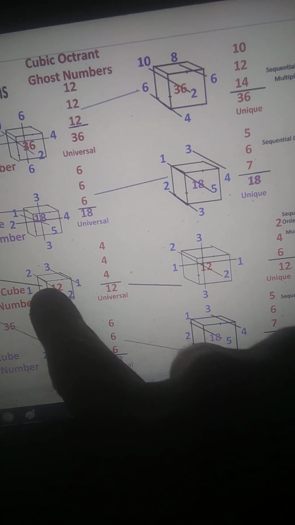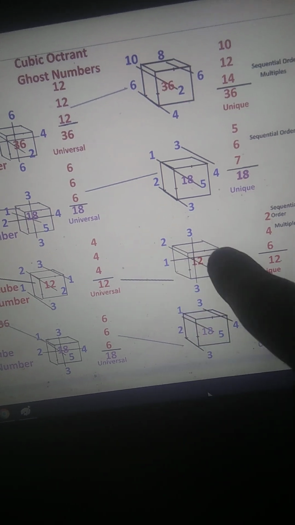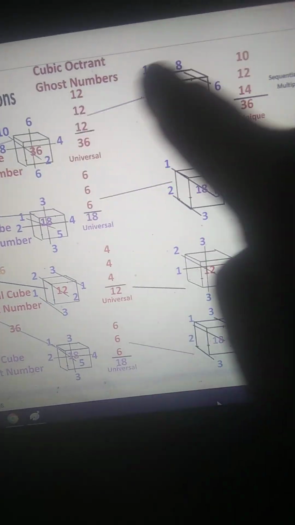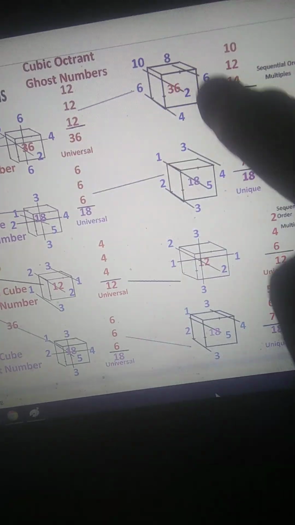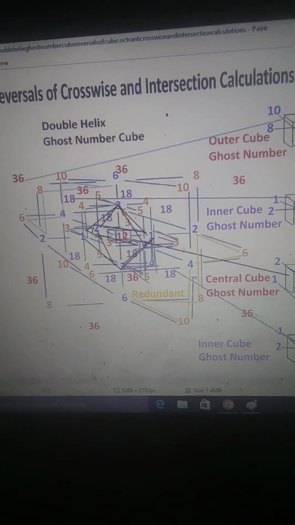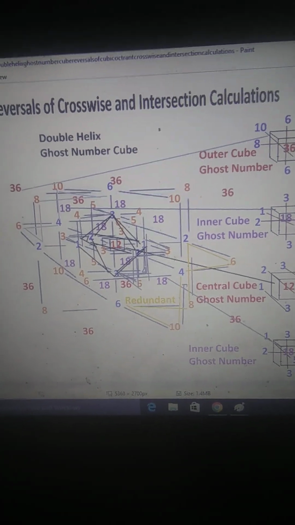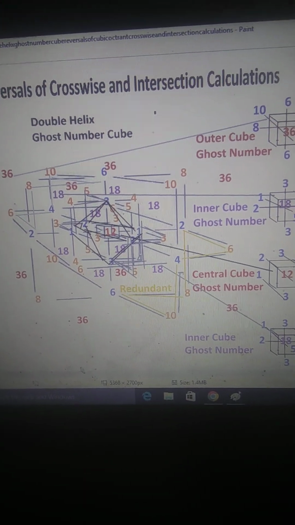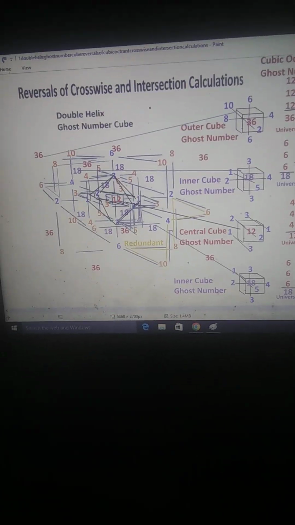These central ghost numbers have two alternate personalities, crosswise, I guess, and intersection. And it flips all these others from intersections to crosswise. So this is my reversal of crosswise and intersection calculations for the double helix ghost number cube. And I'll again put a link to what is so special about the double helix in this video.